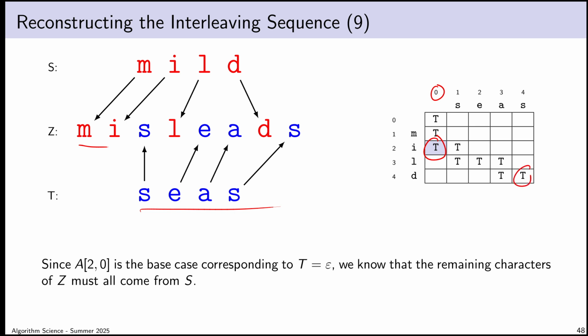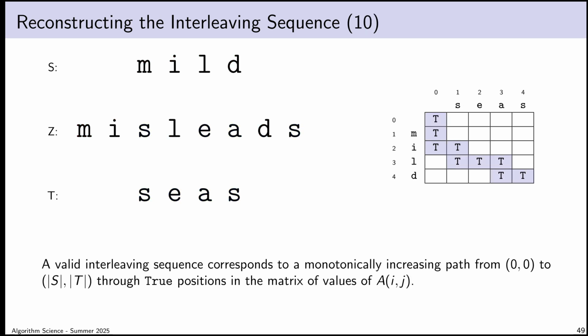Because I know that an interleaving exists, because my original value A44 was true, I therefore know that the only way to produce an interleaving is by just bringing in all the remaining characters of S as the first few characters of Z. Okay, so there's my interleaving sequence, and we can verify it is indeed correct. It is a way of interleaving those 2 strings.